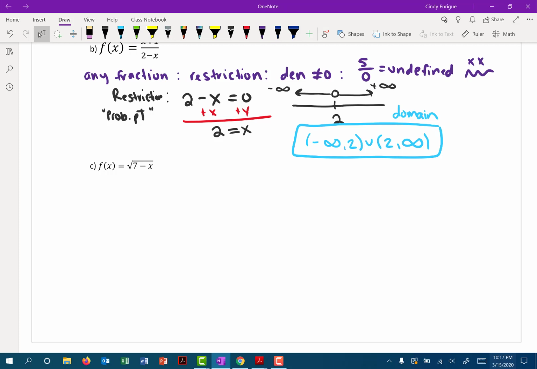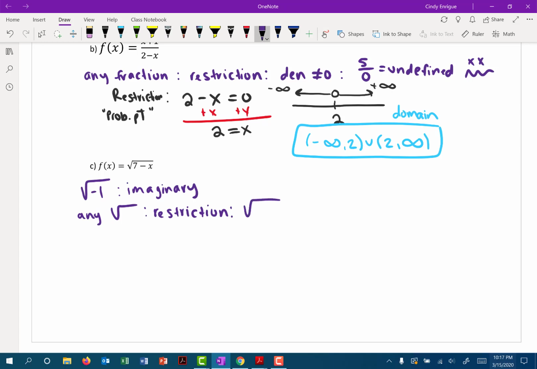Now, here, whenever I have a square root, we have to think about what happens when we have a square root. Well, I know that when I have a negative number inside, it's going to be imaginary. So you can think that for any square root, the restriction is going to be that the inside of the square root, whatever that thing is, has to be greater than or equal to 0. Otherwise, it's going to be imaginary.